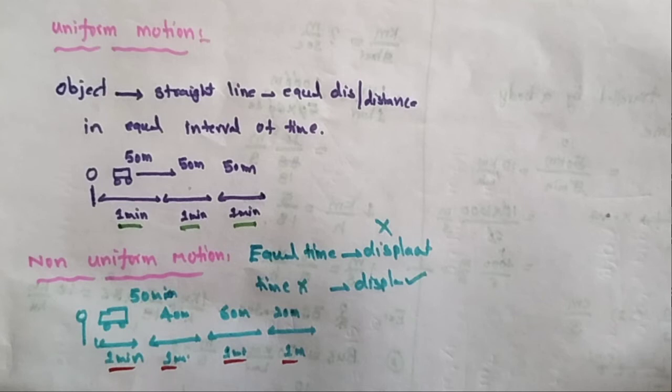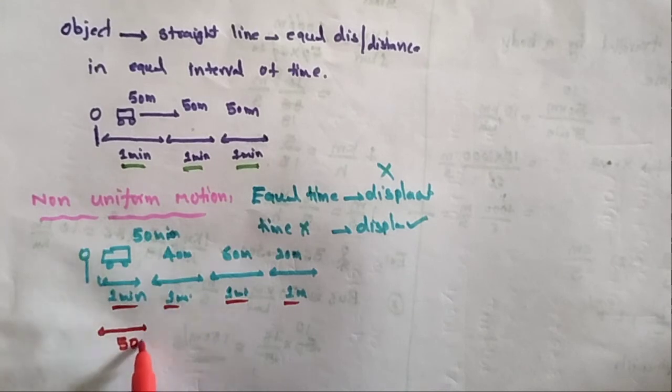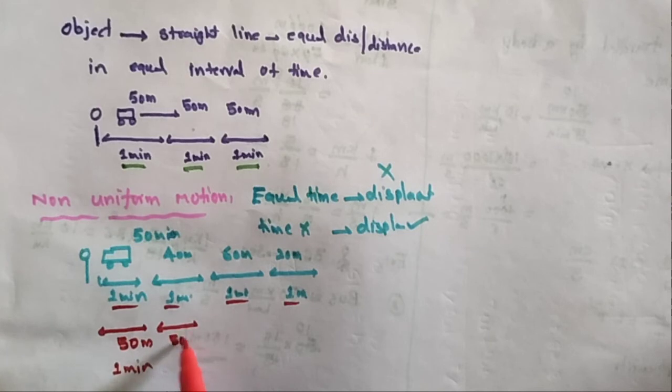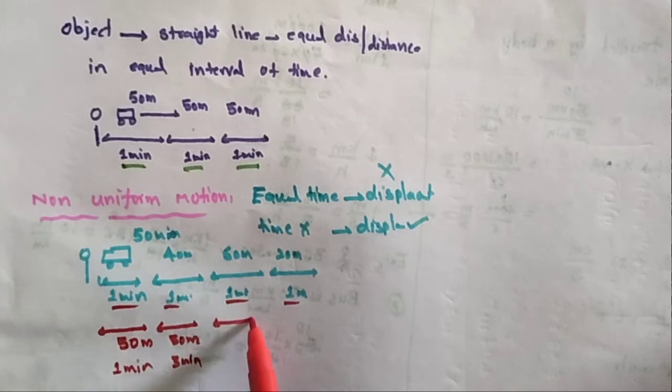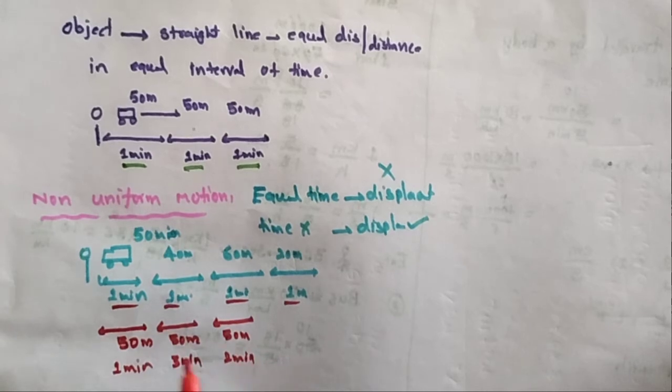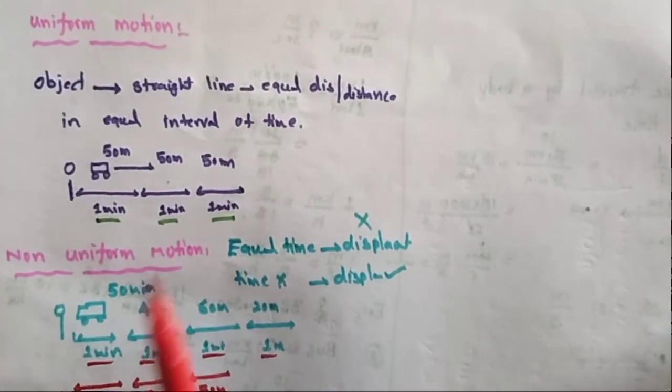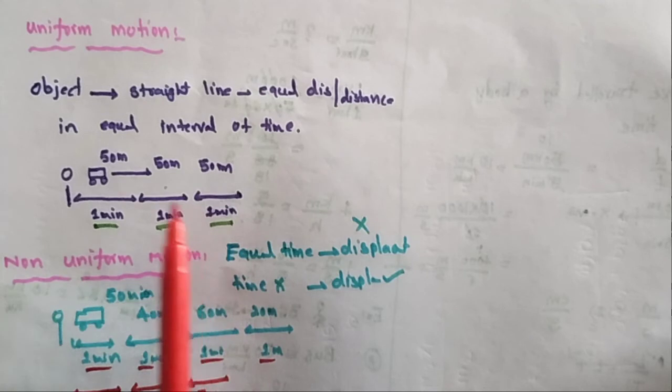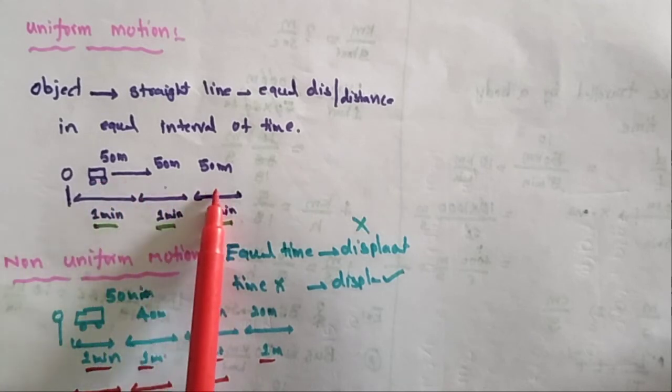Or sometimes, it moves 50 meters in 1 minute. The next 50 meters it moves in just 3 minutes, and the next 50 meters in 2 minutes. What is your observation? The displacement or distance is the same, but the time changes. This type of motion is called non-uniform motion. So in uniform motion, in equal intervals of time, equal displacement is covered.